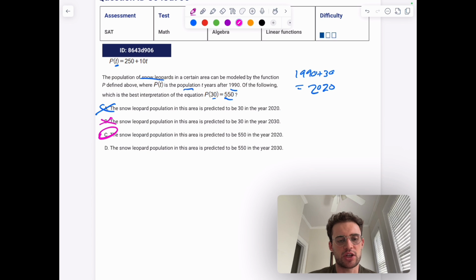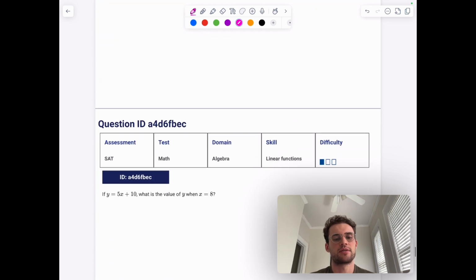Okay, that's what we said. That's good. The snow leopard population in the area is predicted to be 550 in the year 2030. Now, that'd be 40 years after 1990. They're trying to trip you up with the fact that it was a 30. Right, but that would only work if it was starting in the year 2000. They're starting in the year 1990. So C is the best option there.